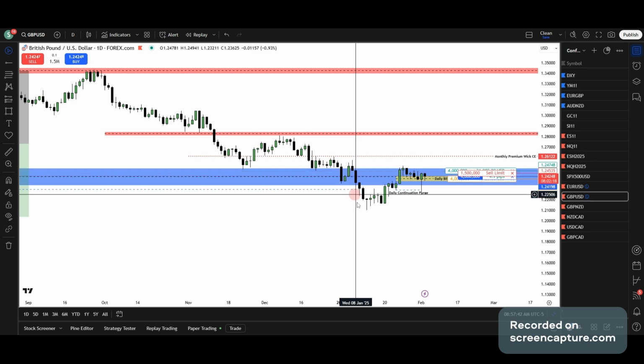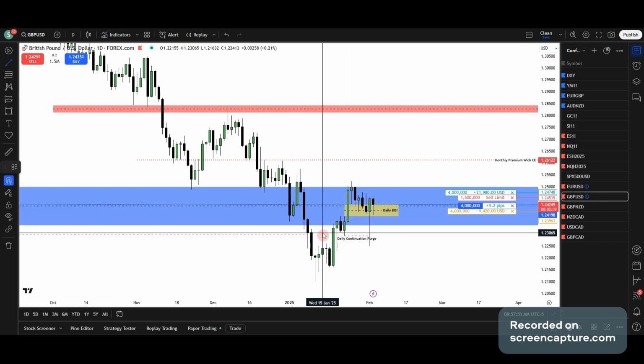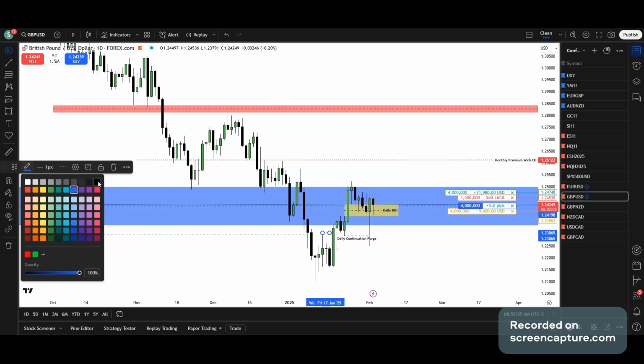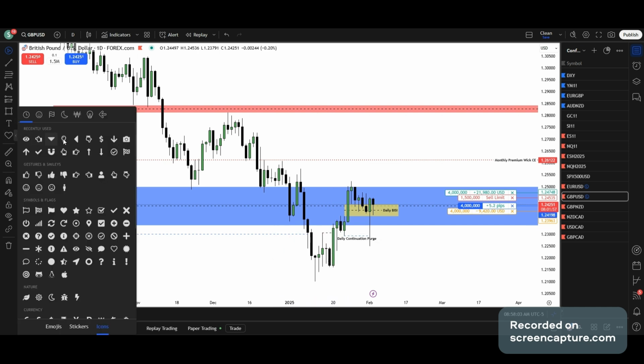So we had a market structure shift on the daily right here. I'll make that black and put a little light bulb right there.